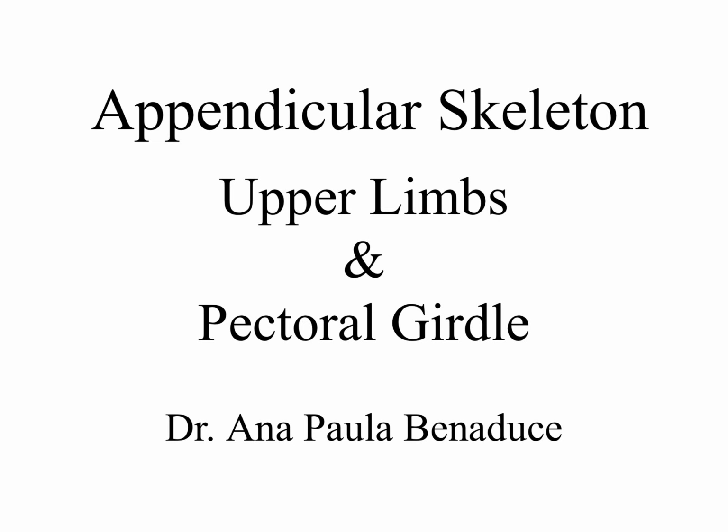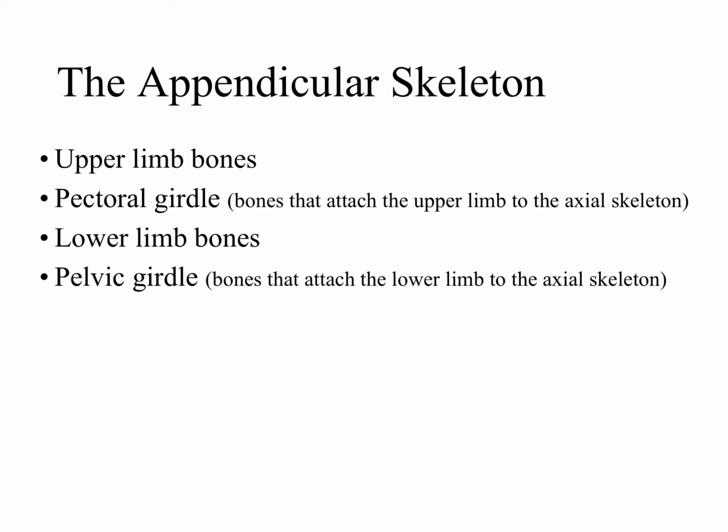Benaduce. In this lecture, we will look at the appendicular skeleton, specifically the upper limbs and the pectoral girdle. We have 126 bones making up the appendicular skeleton. And these bones are divided into two groups.